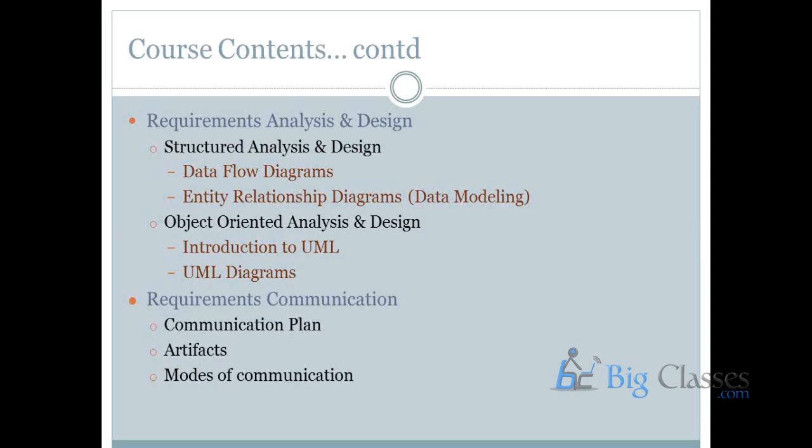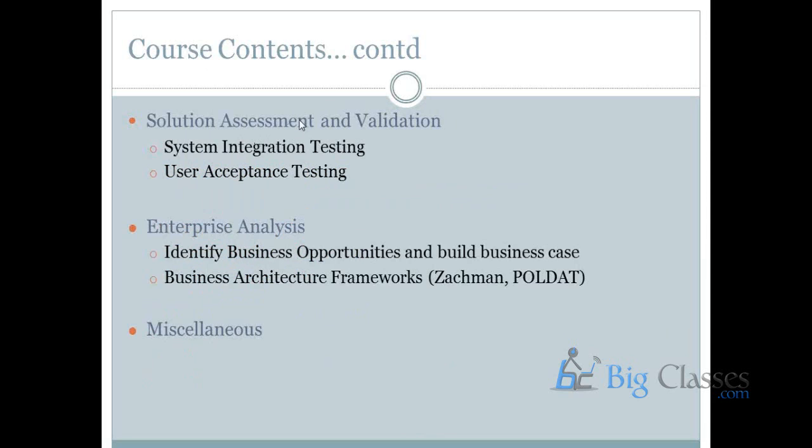Your use cases are one of the UML diagrams, and we'll learn about the communication plan, what are the various artifacts of communication, the modes of communication, right? And understand the overall system integration testing and user acceptance testing process, and what is your role as a business analyst in each of these areas. To end with it, I'll give you an overview about enterprise analysis, which basically involves identifying opportunities, then building a business case for it, and ensuring that they fit into your overall business architecture. So that's kind of activities.